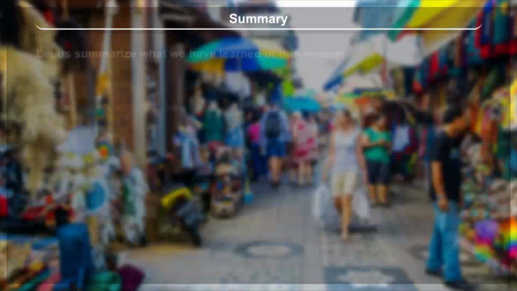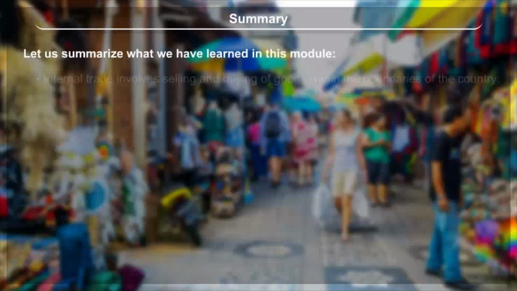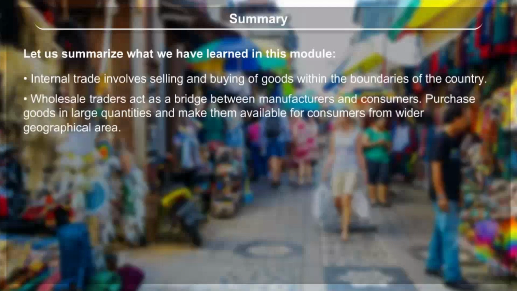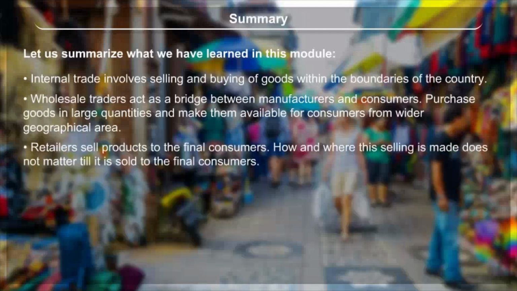Summary. Let us summarize what we have learned in this module. Internal trade involves selling and buying of goods within the boundaries of the country. Wholesale traders act as a bridge between manufacturers and consumers, purchase goods in large quantities and make them available for consumers from a wider geographical area. Retailers sell products to the final consumers. How and where this selling is made does not matter till it is sold to the final consumers.